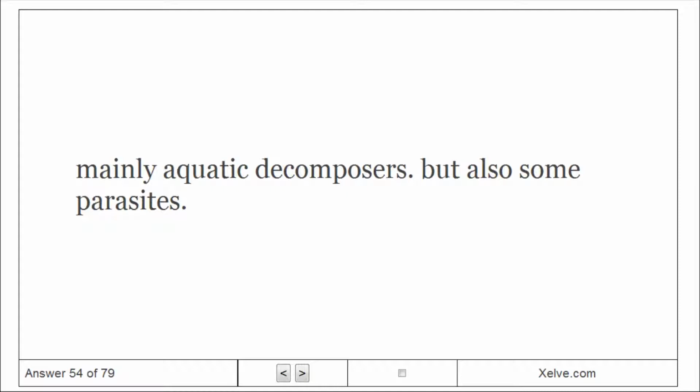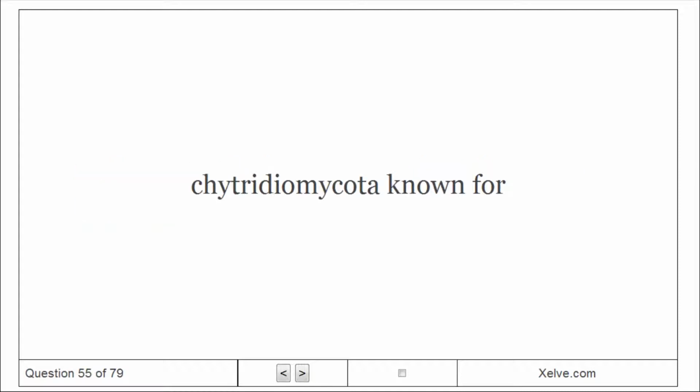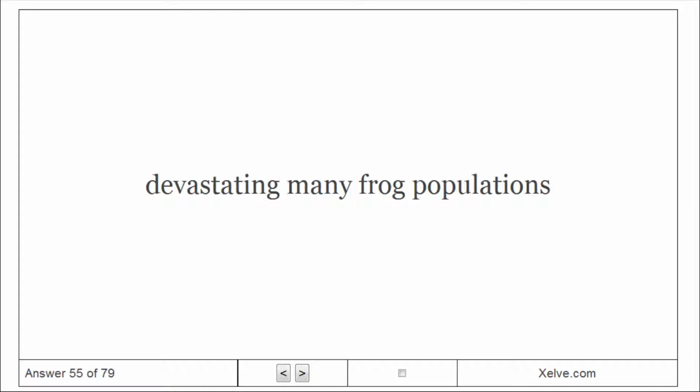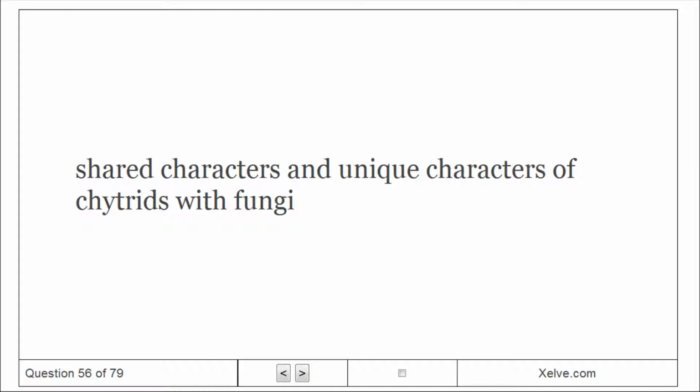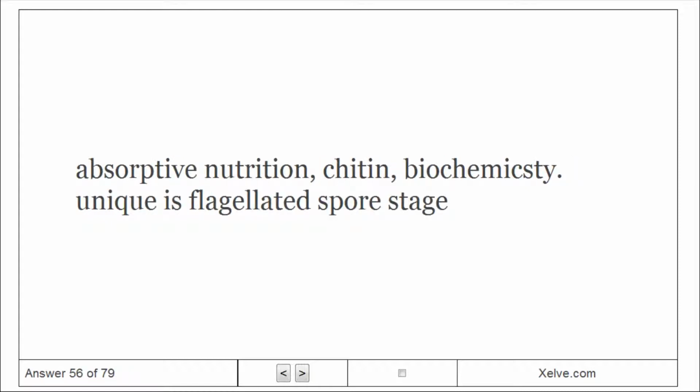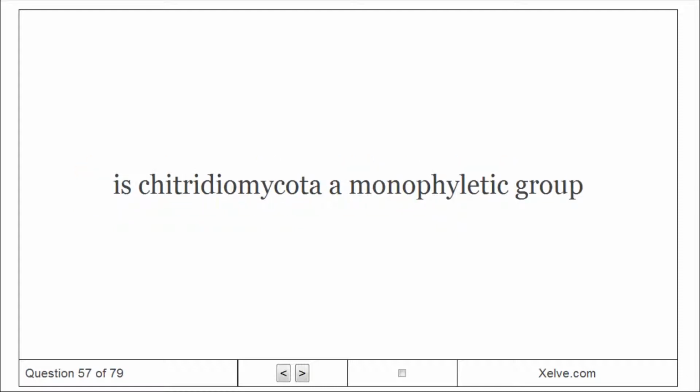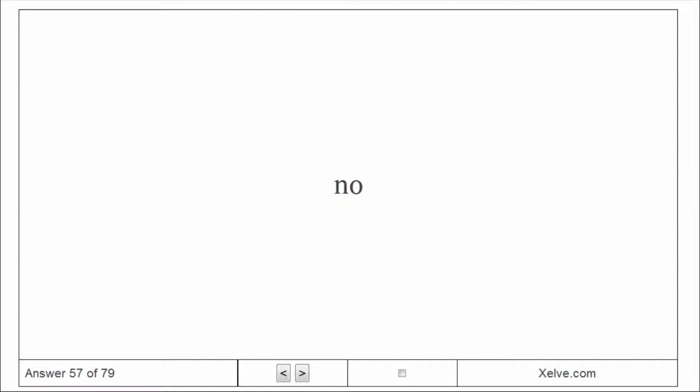Chytridiomycota habitat and function: mainly aquatic decomposers, but also some parasites. Chytridiomycota known for devastating many frog populations. Shared and unique characters of chytrids with fungi: absorptive nutrition, chitin, biochemistry; unique is flagellated spore stage. Is Chytridiomycota a monophyletic group? No.